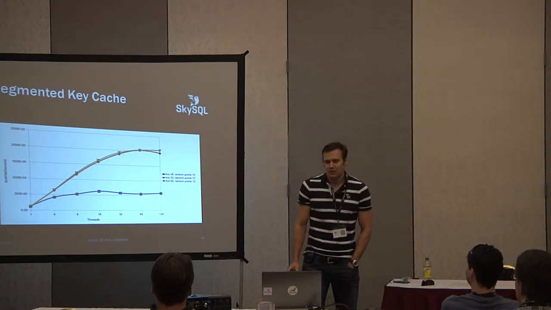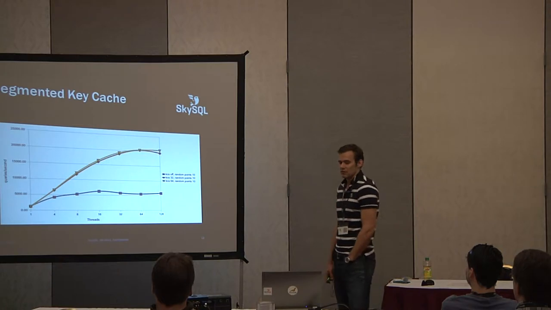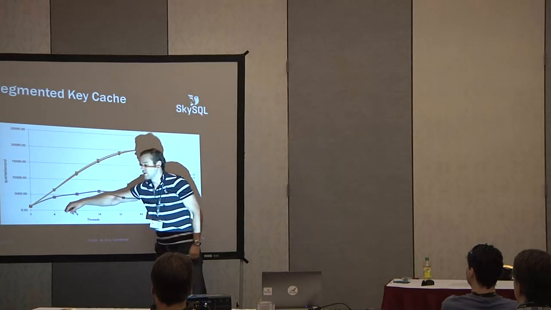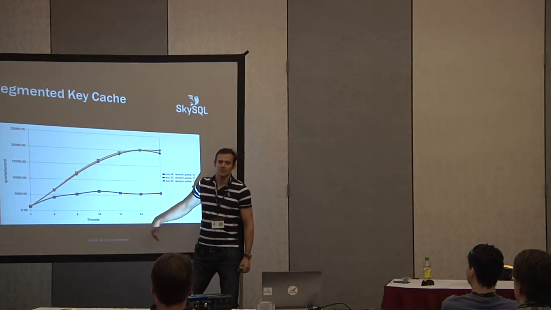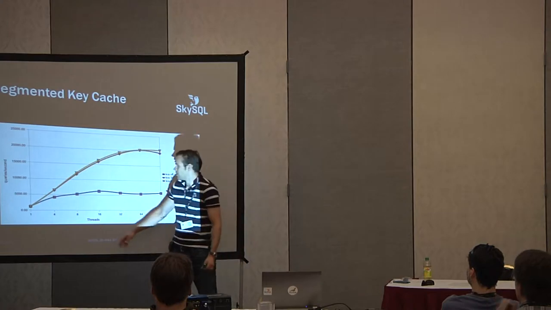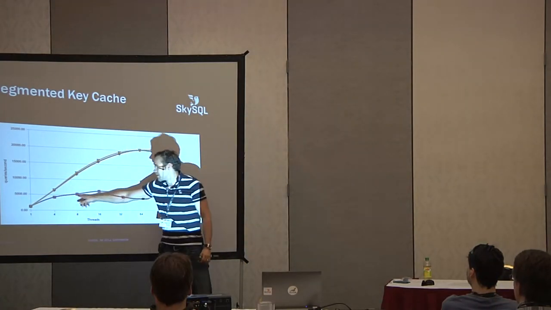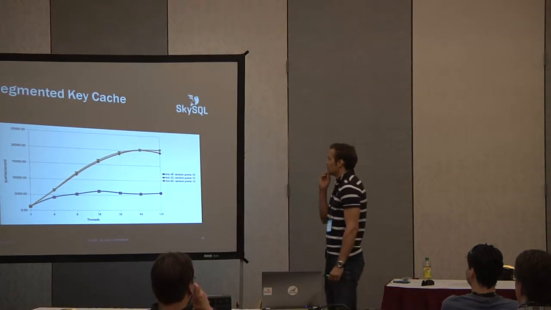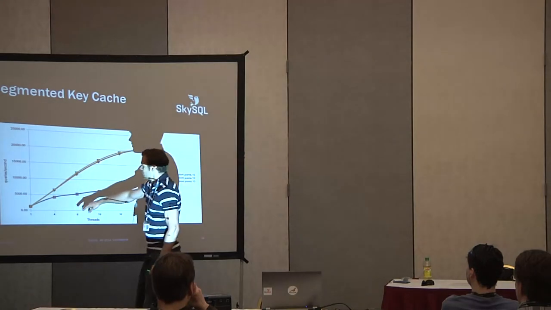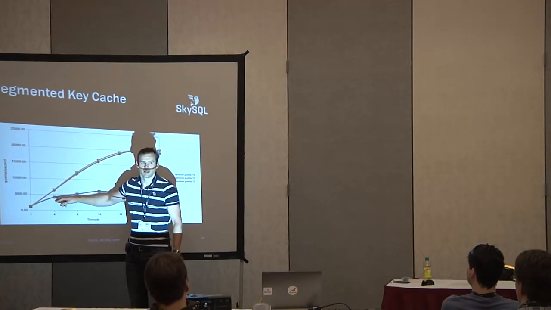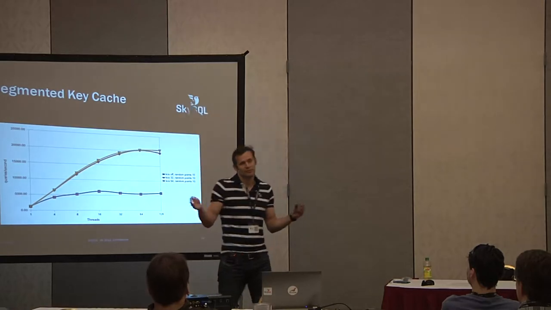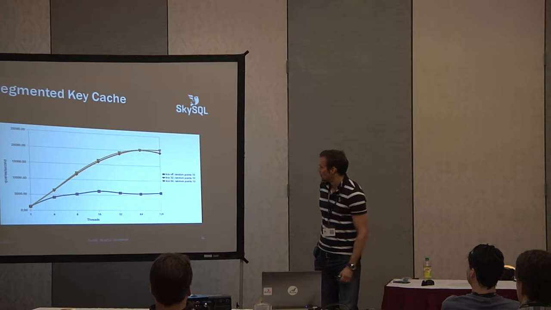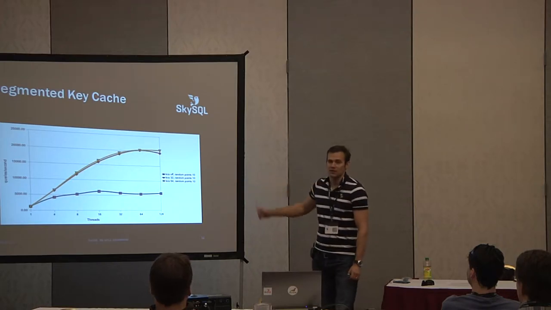This is the benefit you get from the segmented key cache. Basically, when you have more concurrent threads, that's when you see a difference. If you don't have concurrent threads, it doesn't matter. So the blue line here is without the segmented key cache, you only have one key cache, right? So already when you have four threads, you start running into concurrency issues. You cannot linearly scale anymore because of the key cache access. And then, of course, it just fades out. By adding threads, you don't gain any benefit anymore.